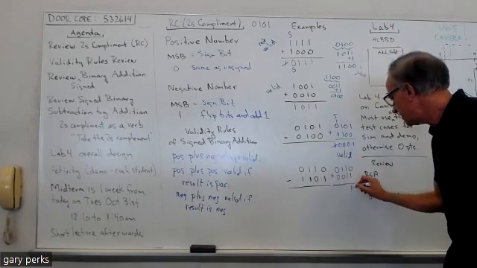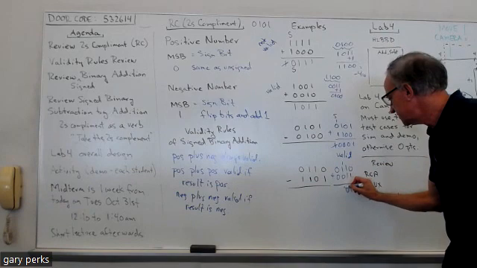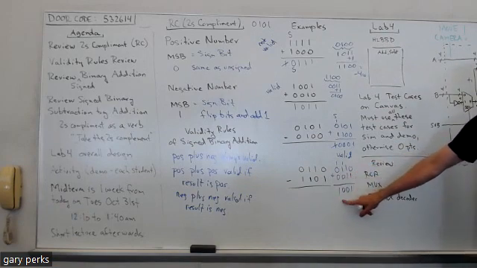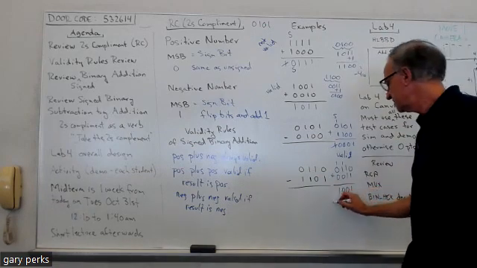Add them. So 1, 0. Carry the 1, 0, 1. Not valid. Yeah, not valid, right? Because we're adding 2 positives. It comes out negative. So this is not valid.